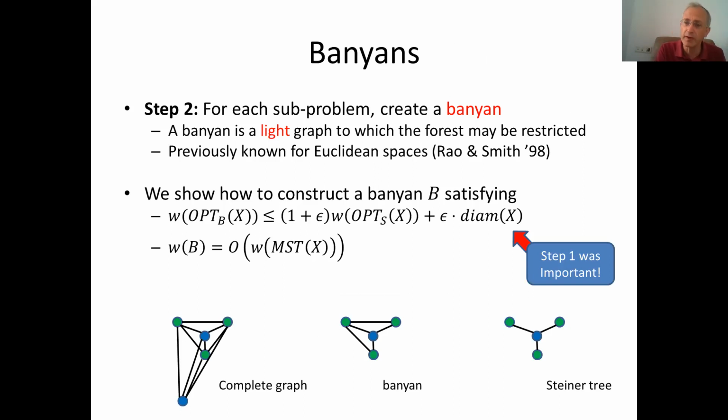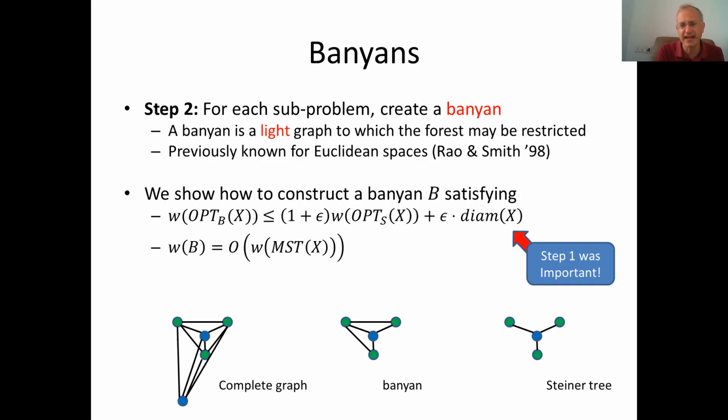Now, banyans were actually already known for Euclidean spaces, a result of Rao and Smith from '98, but that wasn't enough on its own to get Steiner forest, but this is a component that we needed. We needed banyans for doubling spaces. So we showed how to construct a banyan for doubling spaces.